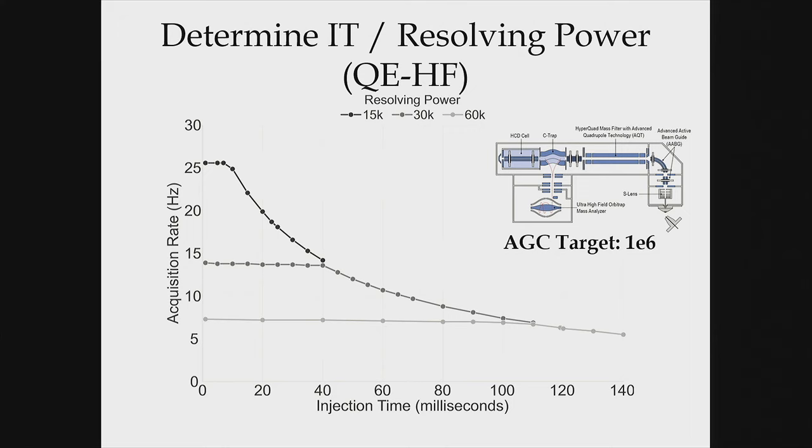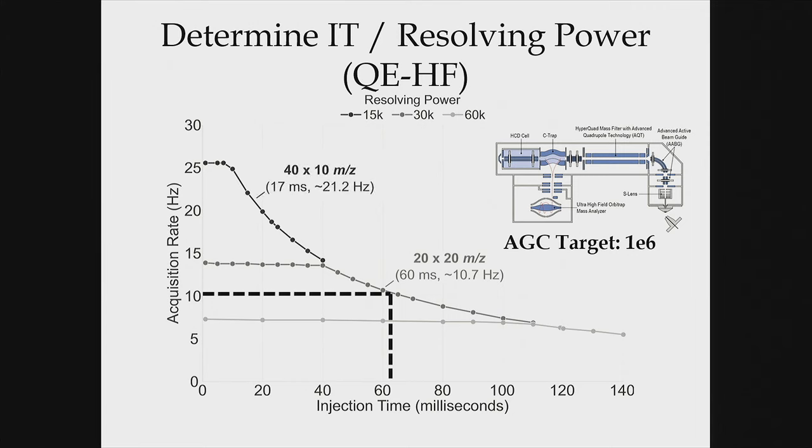But now remember, before I said we need this 10.4 hertz acquisition rate. So now it's as simple as drawing a line on this plot. We know 10.4 hertz is what we need, and we just follow this and say, okay, I should use 30,000 resolving power, and my maximum injection time should now be roughly 60 milliseconds.